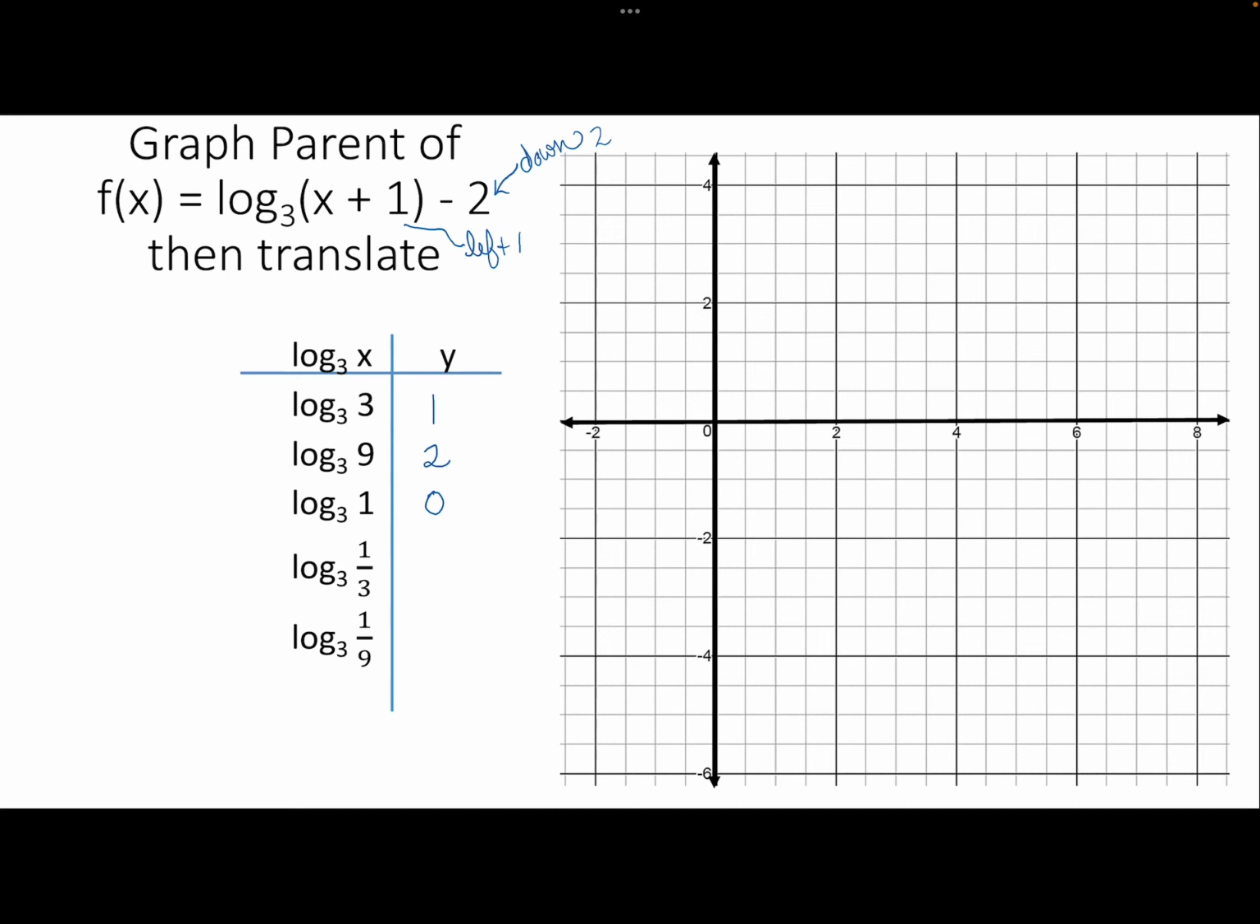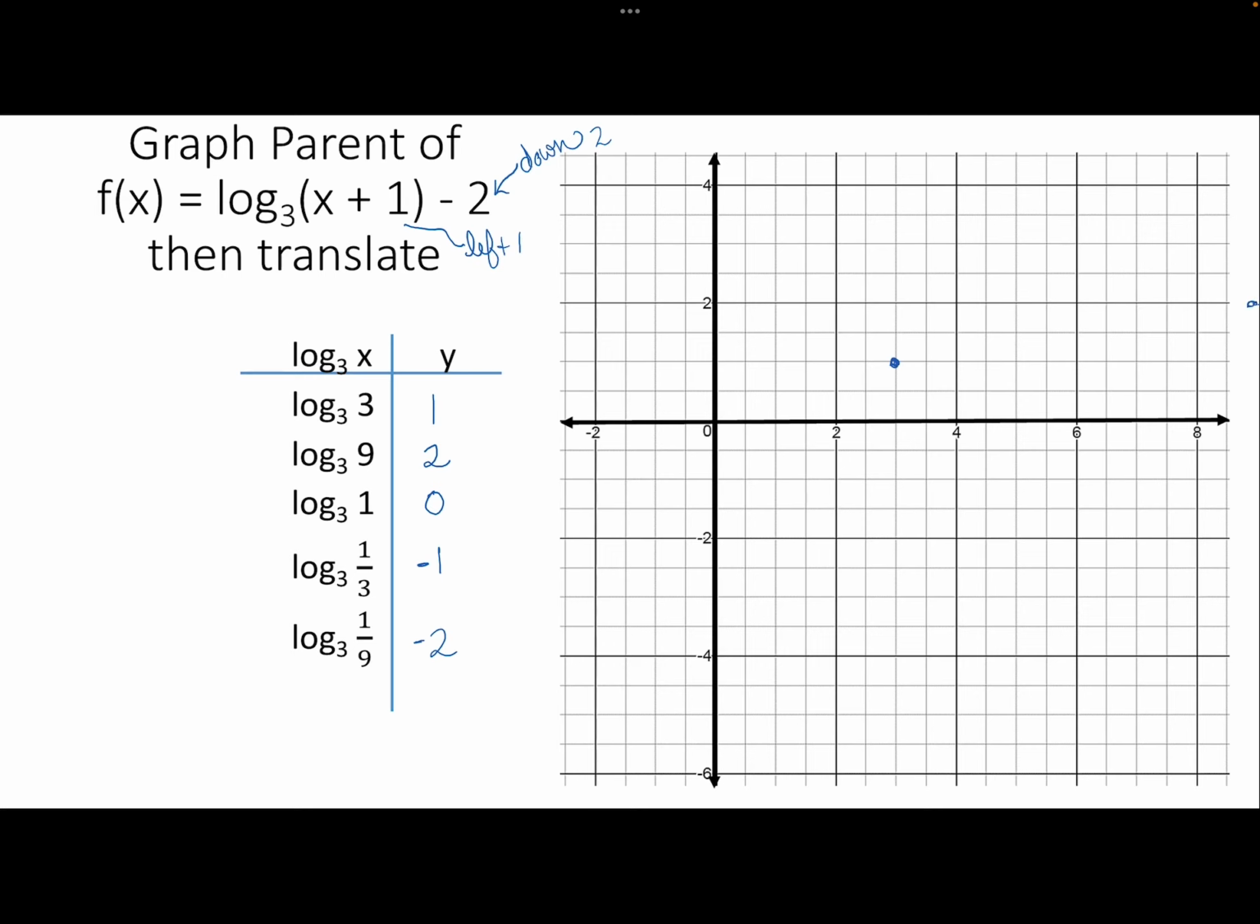And we can find the log base 3 of 1/3 and 1/9. 1/3 will be a negative 1, because 3 to the negative 1 is 1/3, and 3 to the negative 2 is 1/9. And now we can plot those values for x. When x is 3, then y is 1. And these are by halves, so be careful as you graph these. When x is 9, y is 2, so we're going to be over here somewhere.